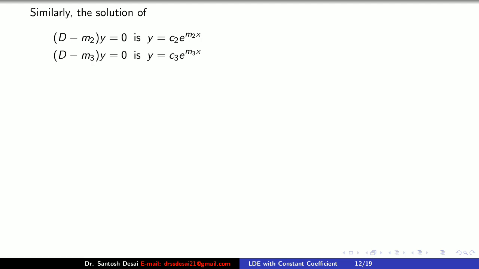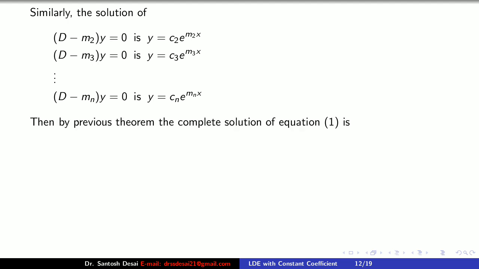Solution of (D minus m3)y is equal to 0 is y is equal to c3 e raised to m3x, and so on. Solution of (D minus mn)y is equal to 0 is y is equal to cn e raised to mnx. Then by the previous theorem, the complete solution of equation 1 is y is equal to c1 e raised to m1x plus c2 e raised to m2x plus and so on plus cn e raised to mnx.